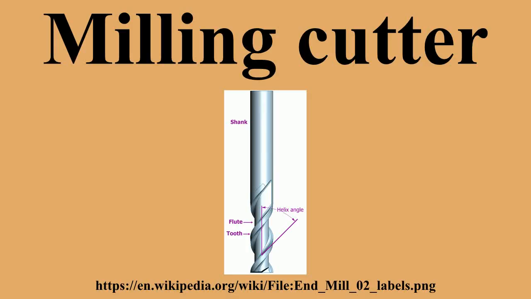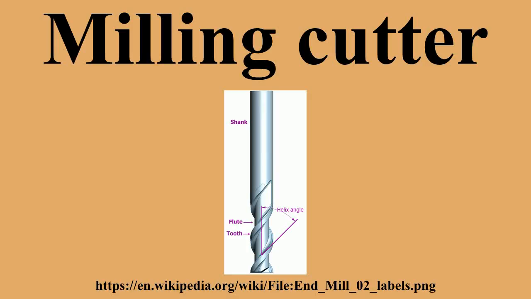Milling cutters may have from 1 to many teeth, with 2, 3 and 4 being most common. Typically, the more teeth a cutter has, the more rapidly it can remove material. So, a 4-tooth cutter can remove material at twice the rate of a 2-tooth cutter.